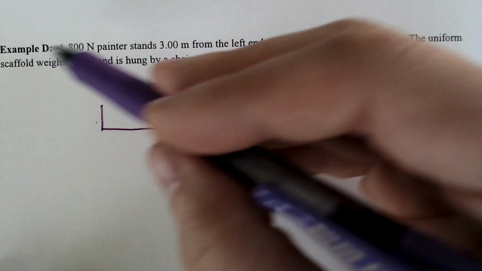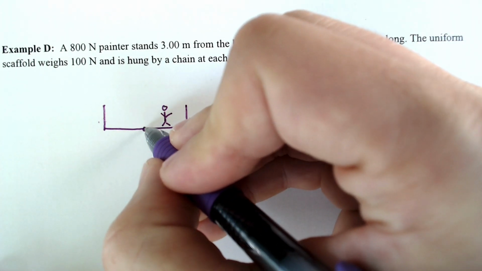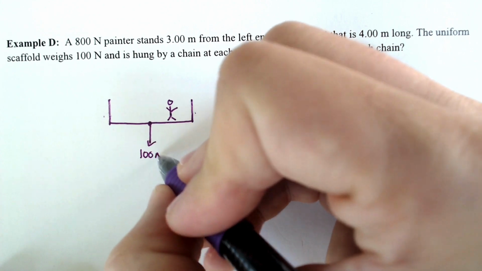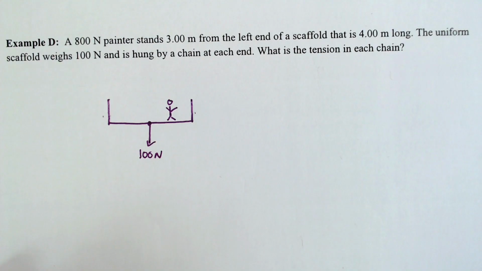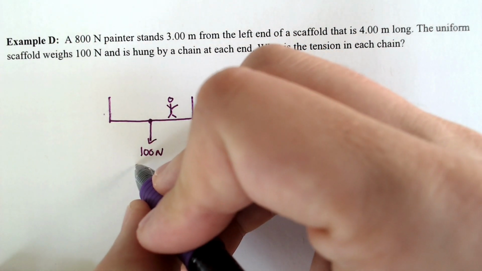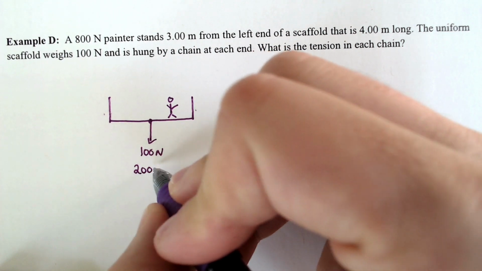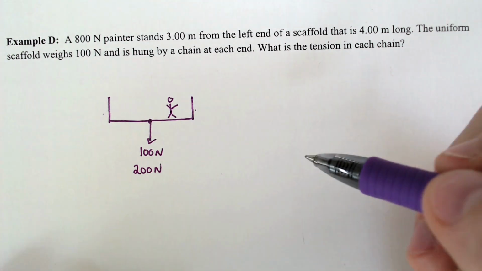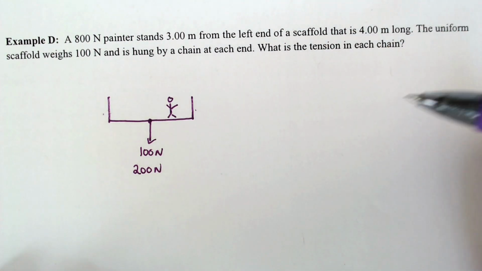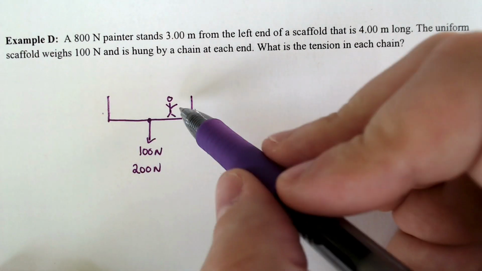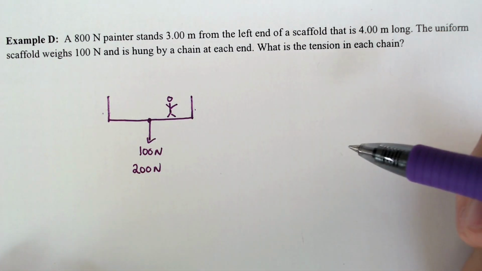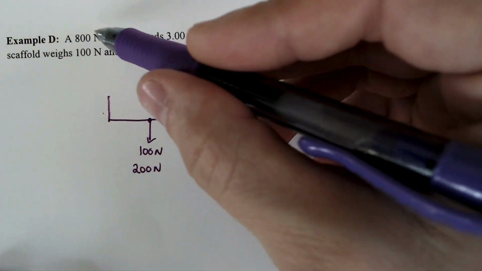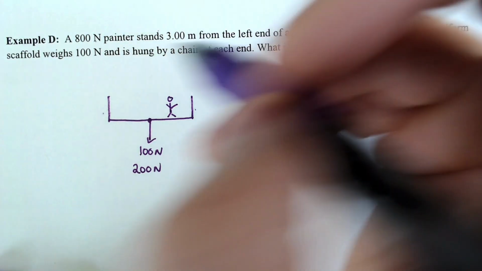Now, the uniform scaffold weighs 100 newtons. That is going to be perfectly in the middle at the center of mass. We have 100 newtons, which is 2 meters to the left and 2 meters to the right. So if you think of it, the overall force would be 200 newtons regardless, because it's going to be kind of in that center. All right, so it's 200 newtons facing down, because 2 from the left or 2 from the right would be 2 times 100, giving you 200 newtons for the overall force. All right, with that in mind, this 800 newton painter is, let's do the left first.